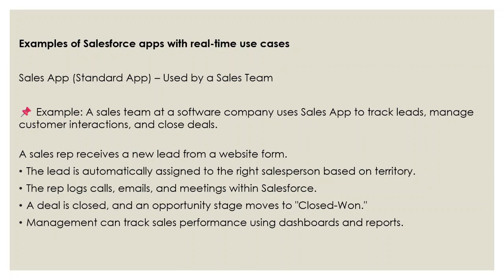Clear? Now, for example, already you know that the Sales app is used by the sales team. How they use this Sales app, you have already seen. The lead is automatically assigned to the salesperson based on territory, and a salesperson will play a key role in the Sales app. He will call the lead, he will email them, conduct the meetings, and finally the lead will be converted to an opportunity. He has to do the follow-up, and finally the deal will be closed. Once it is done, management can track the performance using dashboards and reports. This is a general or standard app which is available in Salesforce.